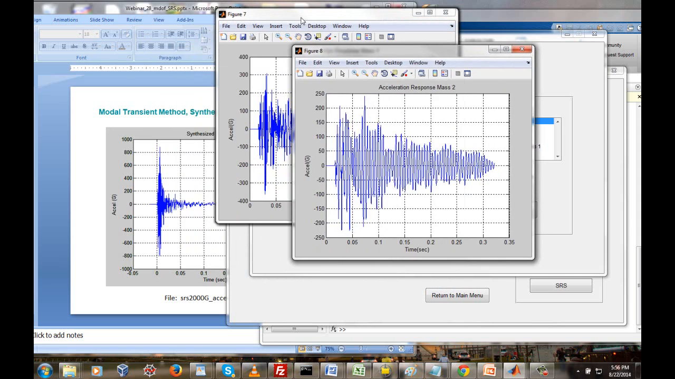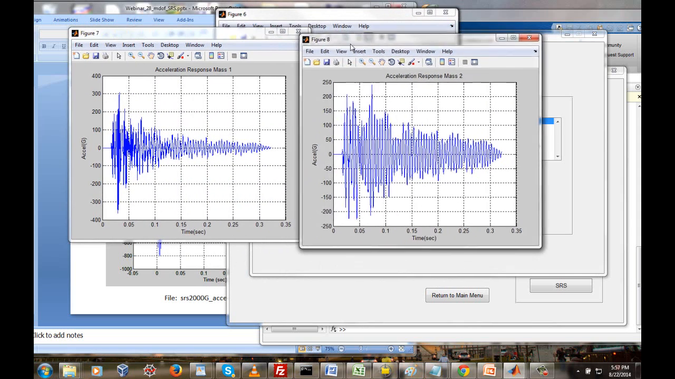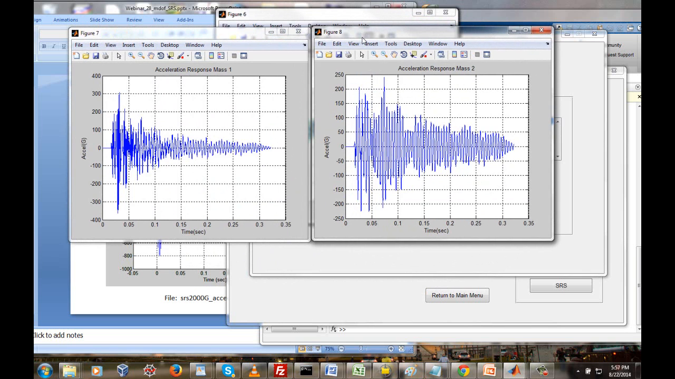So let's just take a look at our accelerations here. What we have here is a combination of things. So on the left we have mass 1, that's the lower of the two masses, or you could call that the base plate. Then we have the acceleration response for mass 2, which we could say is the avionics component. And these are actually to different scales, so it looks like the mass 1 is getting a higher response level than is mass 2. So that's part of the benefit of that two-stage isolation.